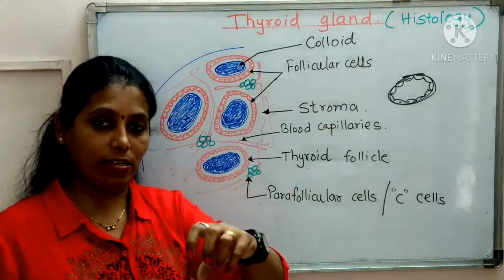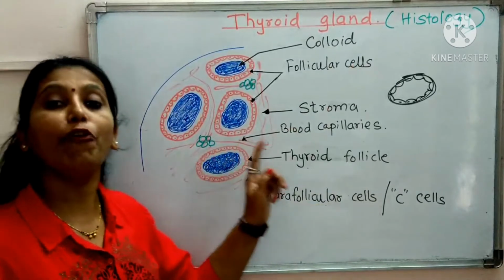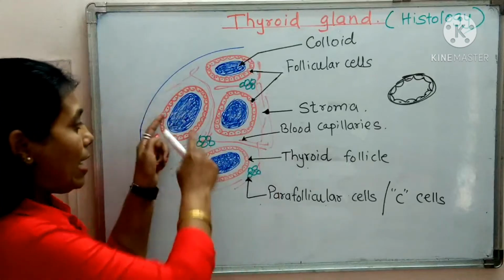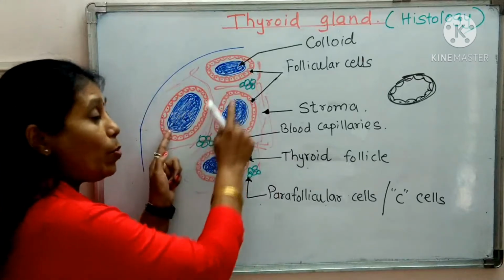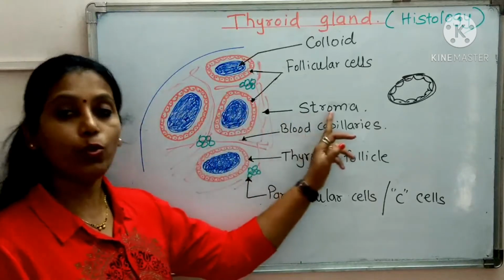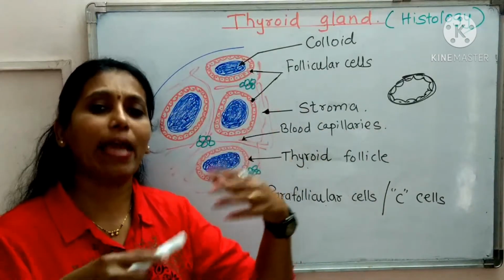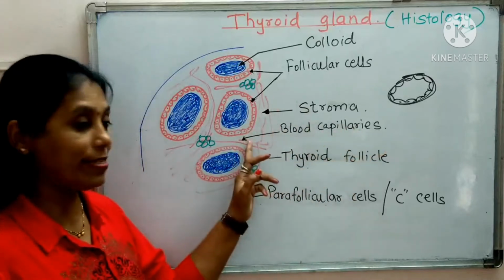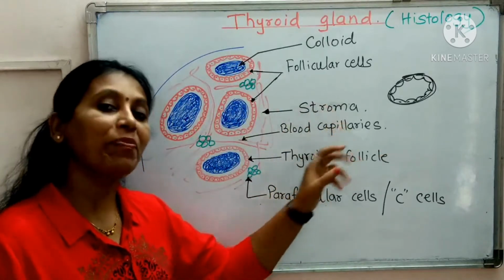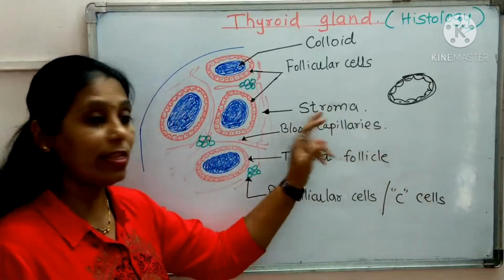In this jelly-like structure, the hormones secreted by these follicles are present. What are the hormones? That we will study later on. In between the follicles, connective tissue is present. This connective tissue is called stroma. In this connective tissue, the blood vessels, means capillaries, are also present in the stroma.